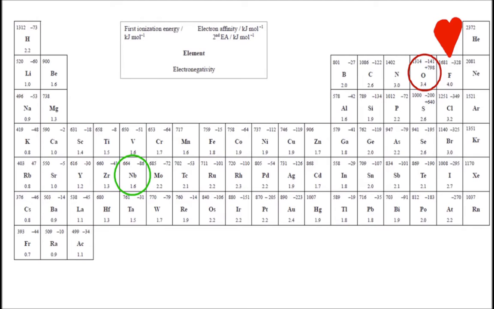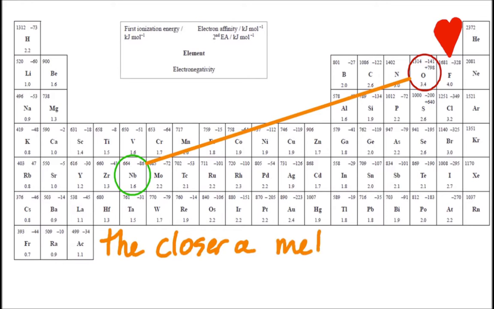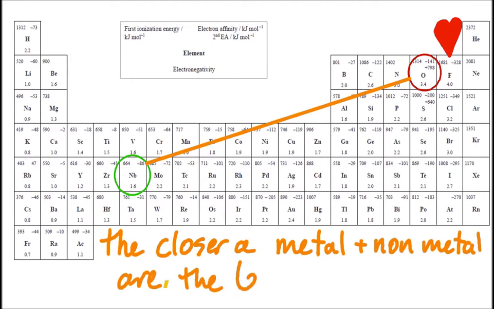So the distance between the circles is important. If they're very close, the electronegativity difference is going to be low and they're going to share the electrons. If they're very far, then the electronegativity difference is going to be big and they're going to make ionic bonds. So the closer the metal and the non-metal are, the less ionic it is.